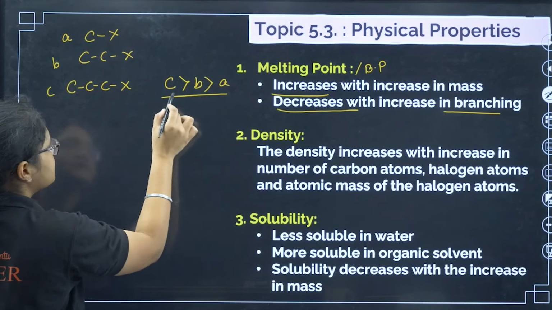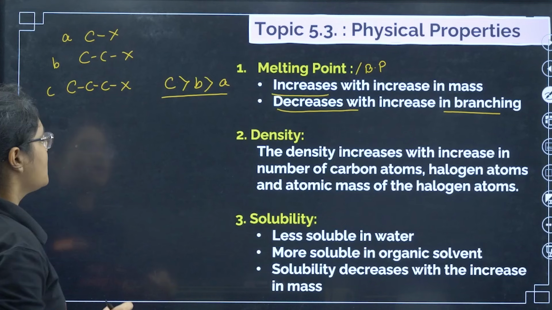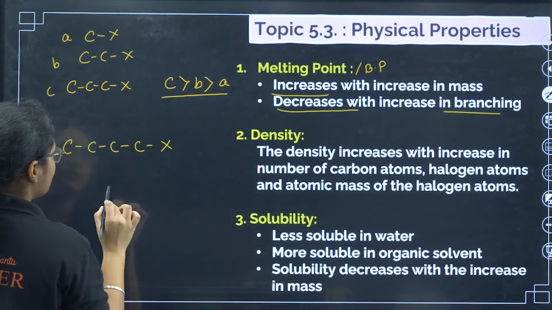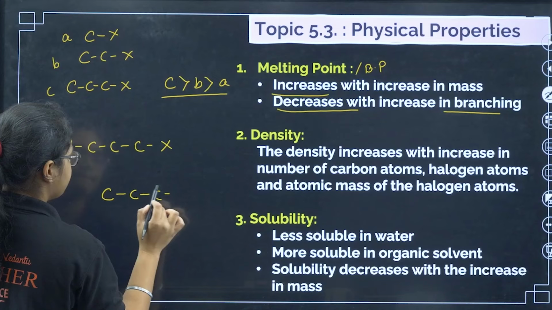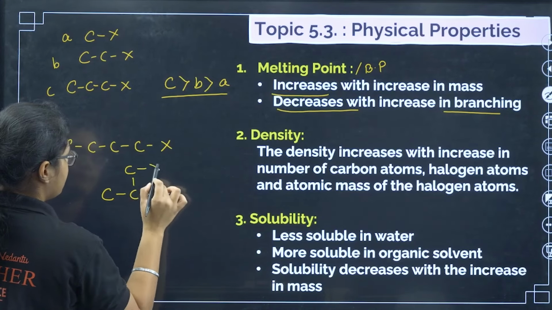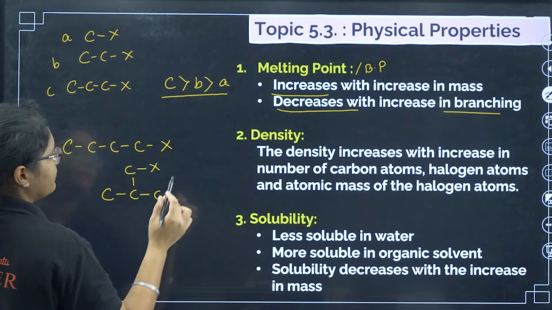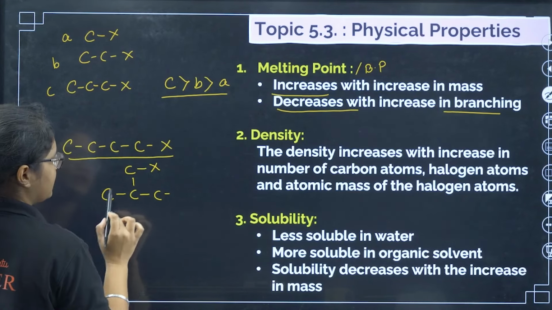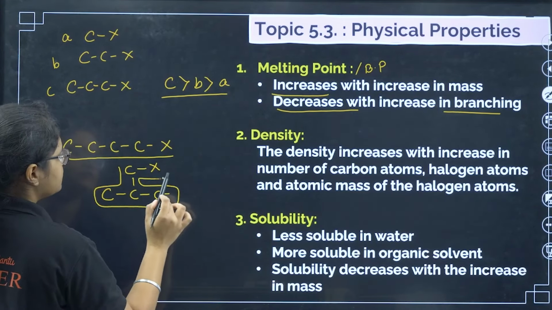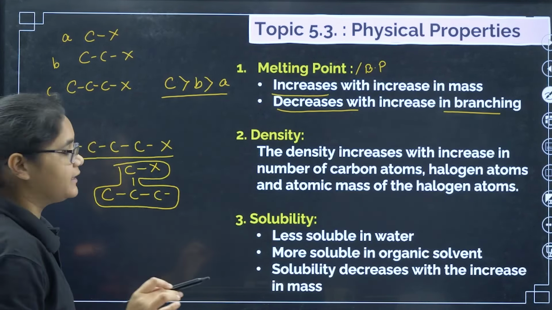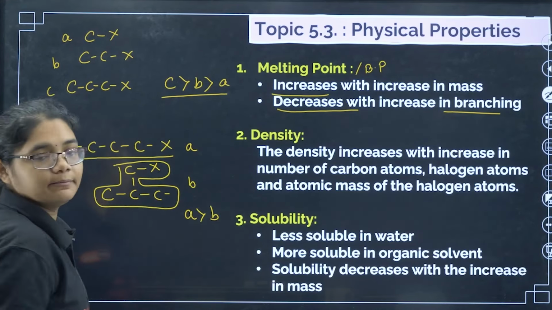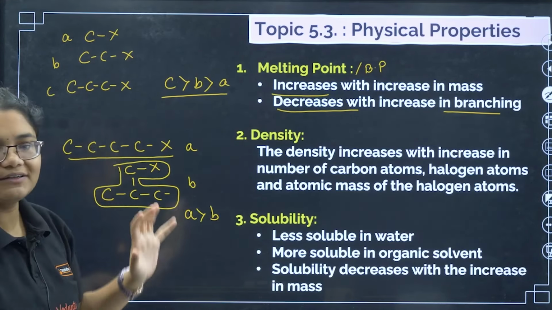As the mass increases, the boiling point increases. Now suppose I have one compound like this, and another compound like this. You can see here there is no branching, but here there is branching, right? When branching is there, boiling point will decrease. So if this is A and this is B, then A will have more boiling point than B. That is what these two points tell you.